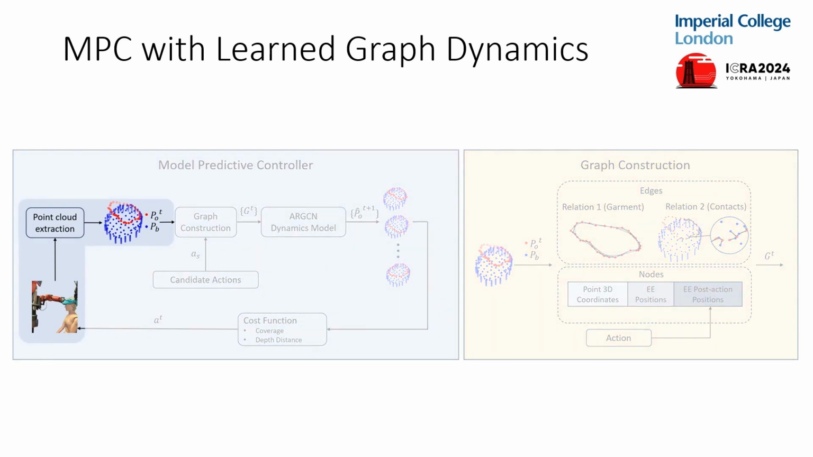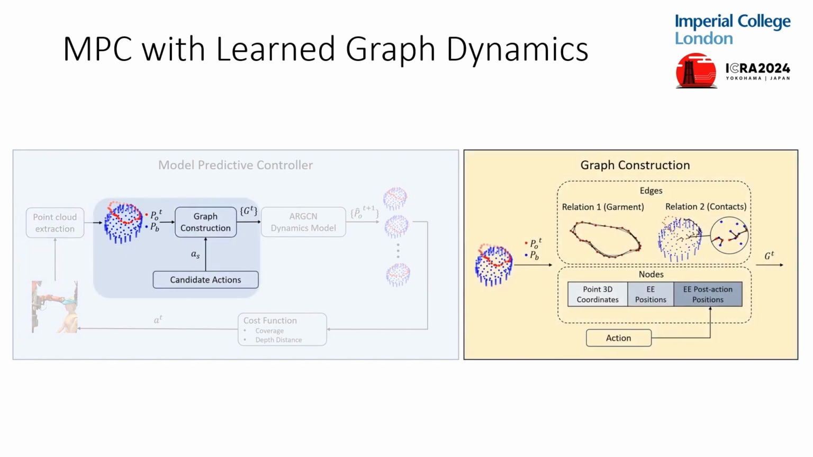In every time step, the point clouds of the opening and the body are extracted from the robot's camera. The point clouds, along with the robot's action, are then converted into a relational graph. We use two relations. With the first one, we aim to model the deformation dynamics of the garment's opening, and with the second one, we aim to model the contact dynamics of it with the body. The actions are encoded in the feature vectors of the nodes.